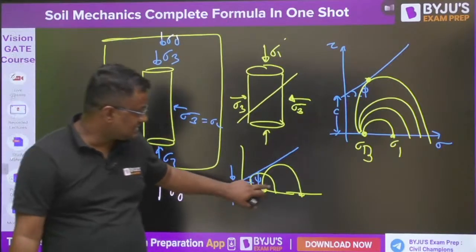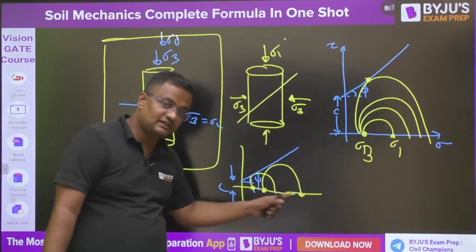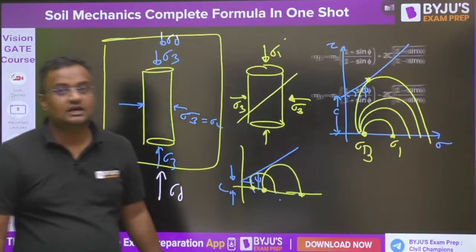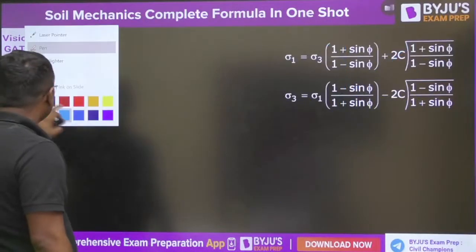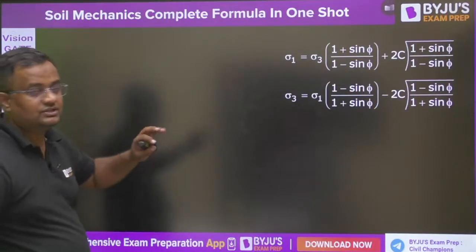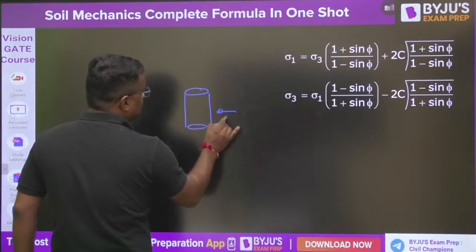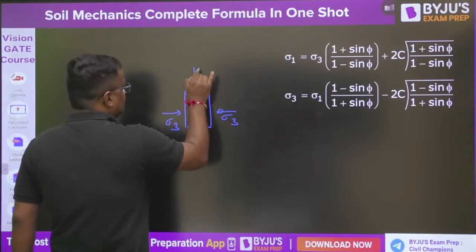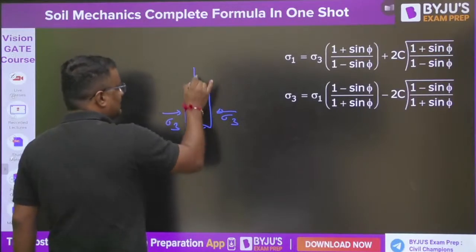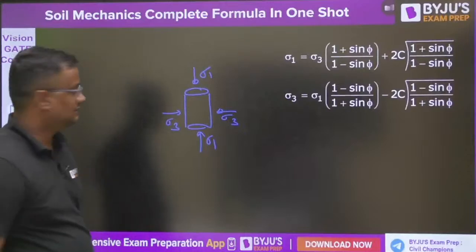Now if these stresses are total stress, then these are C and phi. If these stresses are effective stress, then these will be C dash and phi dash. If this is the soil sample, here it is sigma 3, and to fail it we apply sigma d also, since sigma 3 is already acting, so it is total sigma 1. So the relation between them is like this.